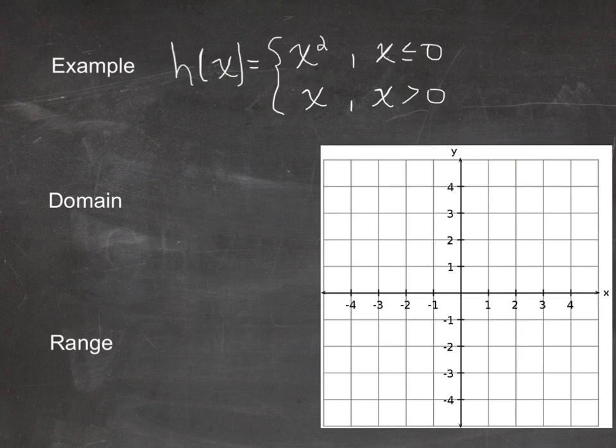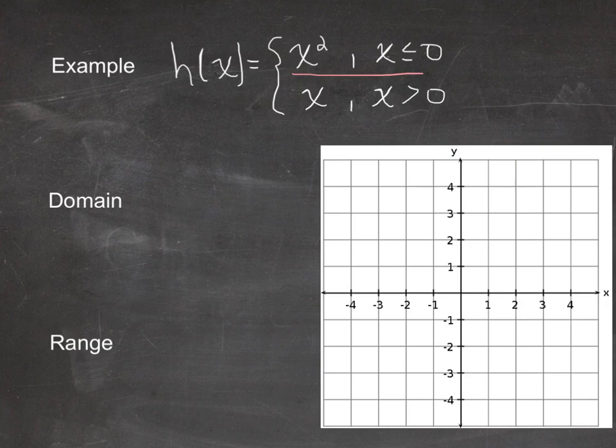Okay, so my first piecewise function, this is what it looks like written in function notation. h of x is equal to x squared, so a parabola, when x is less than or equal to 0, or the line y equals x when x is greater than 0. If I were to graph this, I know the first piece of my function is a parabola when x is less than or equal to 0. So anything to the left of the origin is going to look like a parabola.